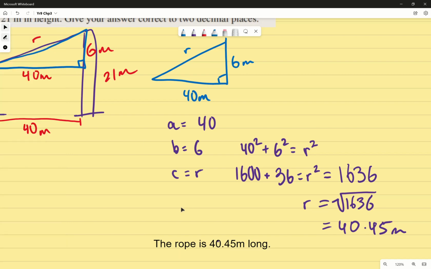Any questions about that? It's a bit of a longer step, right? But all we need to do is identify the triangle. Okay.